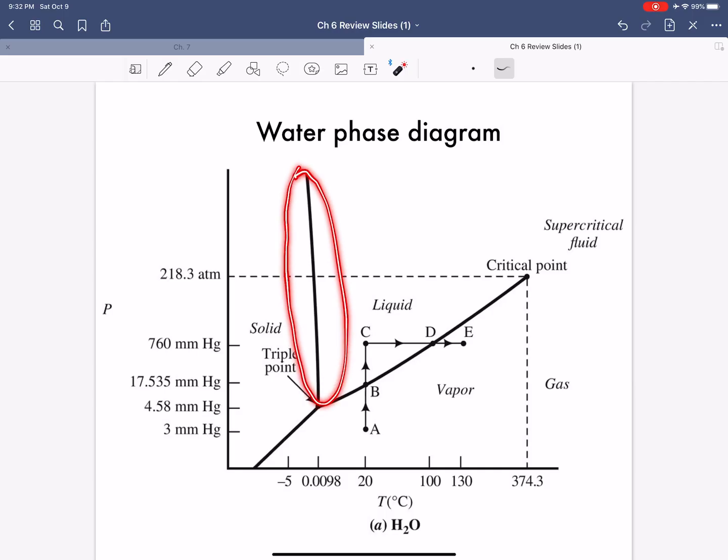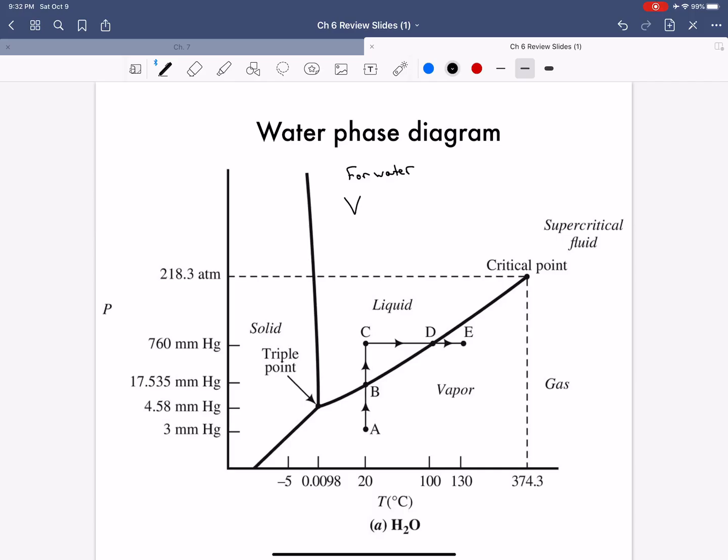Okay? And that's because for water, the molar volume of liquid water is less than the molar volume of solid water or ice. Or another way of saying that is that the density of solid water is less than the density of liquid water, right? That's why ice cubes float, okay?